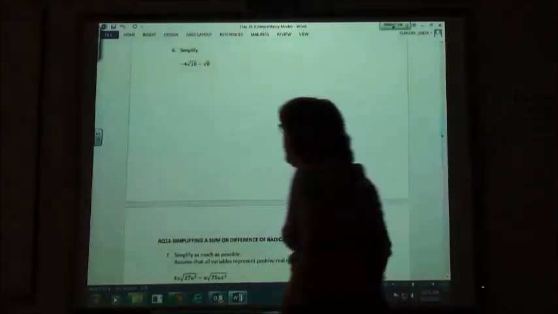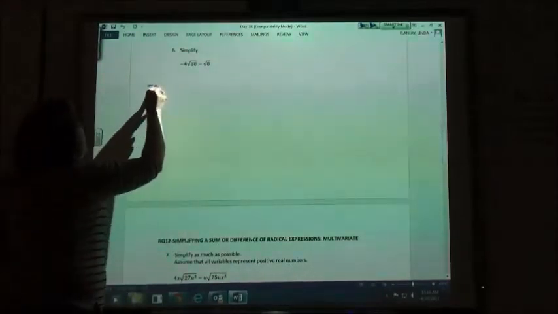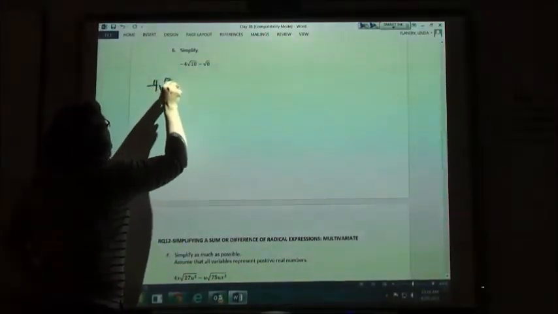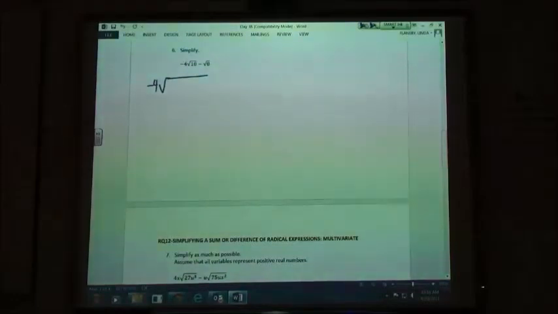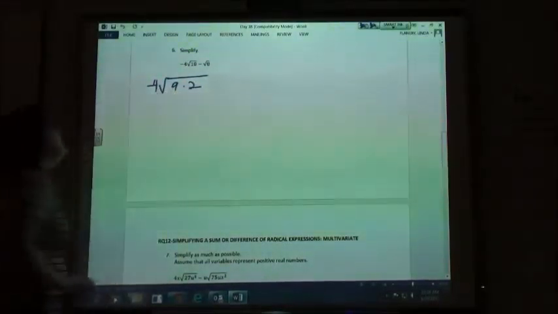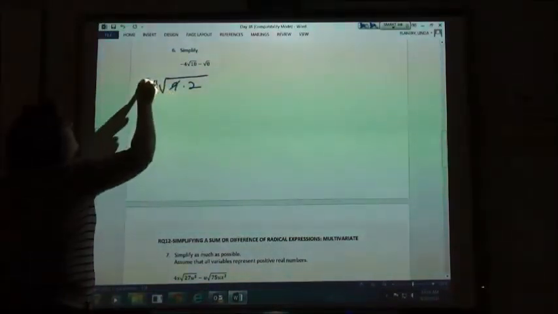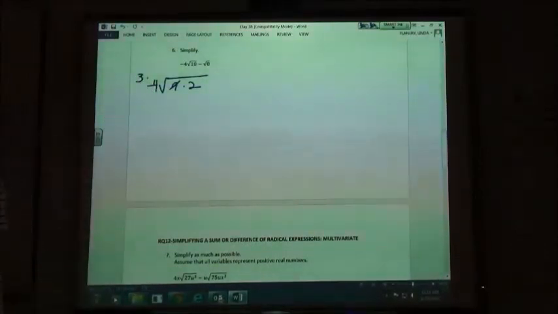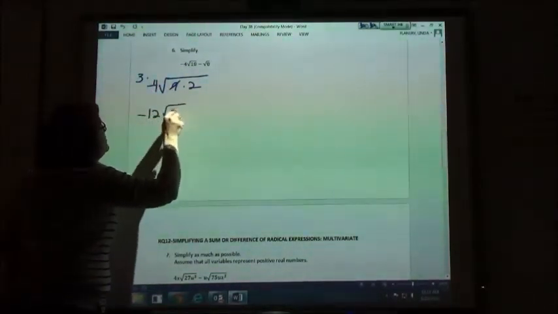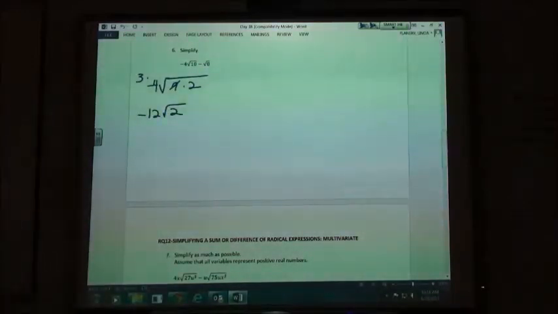Number 6, same kind of thing then. I have negative 4 times the square root of 18. 18 is not a perfect square. I'm going to factor that into, I want the biggest perfect square that goes into 18, so I want to use 9 times 2. If I use 6 and 3, neither of those are perfect squares, so I wouldn't be able to do anything with it. So square root of 9 is 3. So 3 times my negative 4 in front gives me negative 12 square root of 2 then, right?